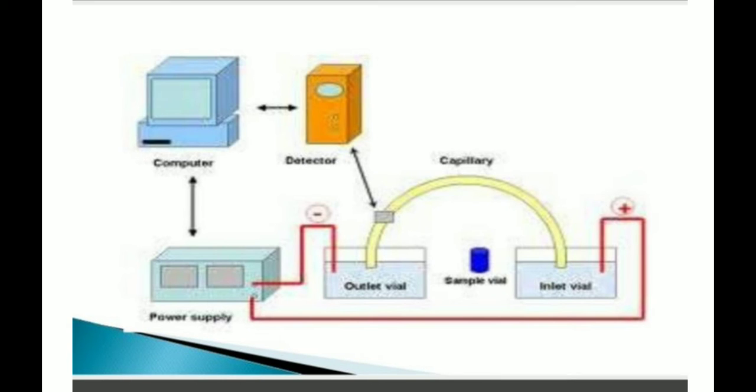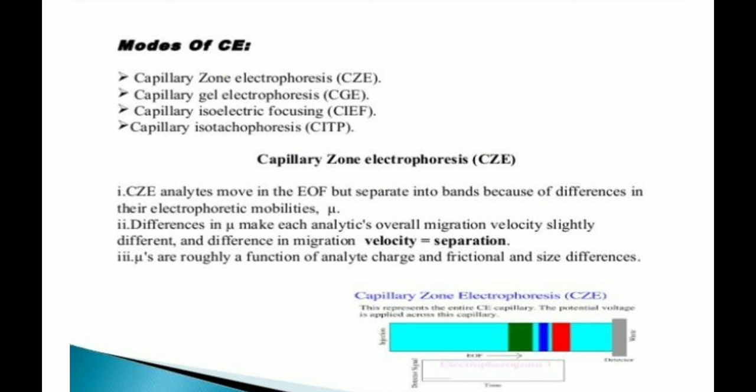So now here you can see the proper instrumentation of capillary electrophoresis. There is an inlet and outlet vial, the sample vial, and the power supply is very important. For the capillary, you can see there is a U-shaped capillary. Okay, then the detector is there. Then the computer, meaning the output device, on which you can easily see the results. Okay, there are different modes of capillary electrophoresis.